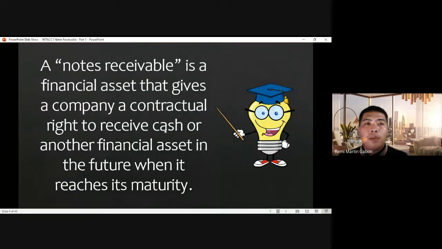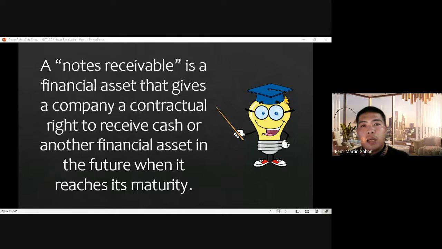So notes receivable, we define as a financial asset that gives a company a contractual right to receive cash or another financial asset in the future when it reaches its maturity. In addition to the definition, and in contrast with the previous receivable that we have discussed, which is the accounts receivable, notes receivable already includes the feature of maturity.